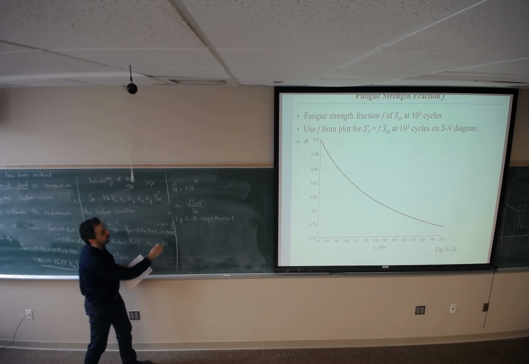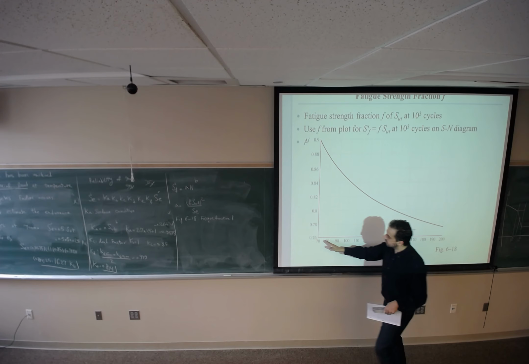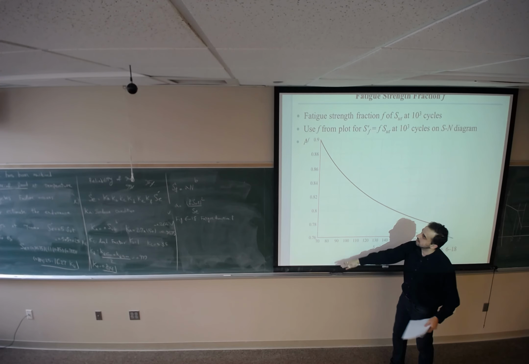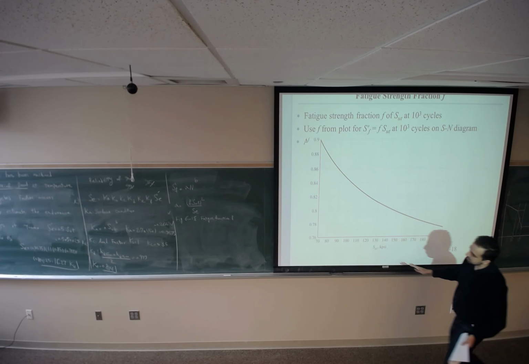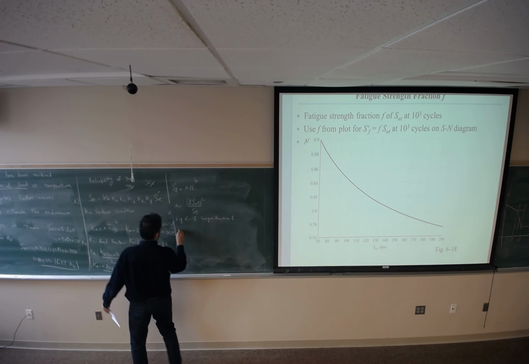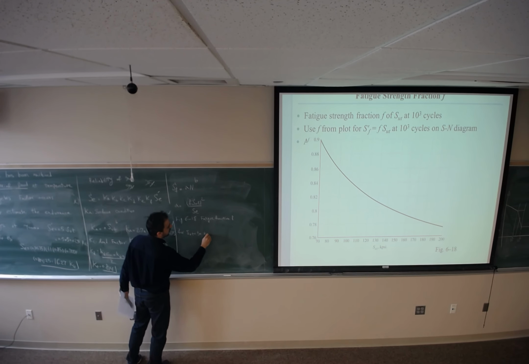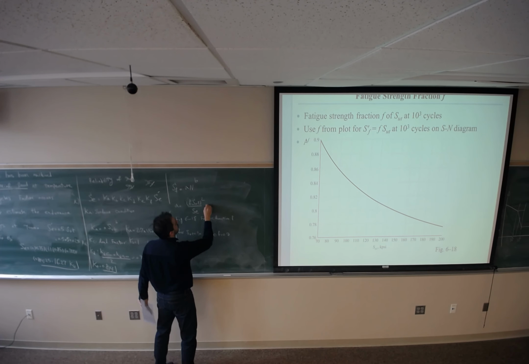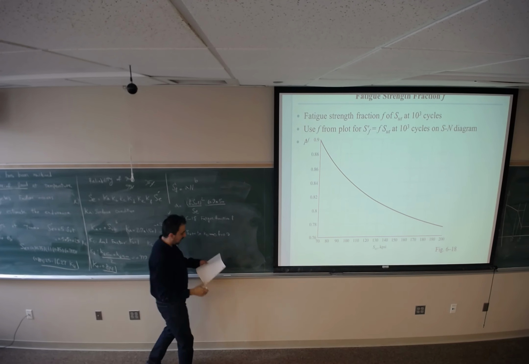So what would be the F? I should look at the S ultimate. S ultimate here is 50. The range of this figure is 70, so I consider that as 0.9. So for S ultimate equals 50 kPSI, F would be 0.9. So 0.9 times 50 kPSI.